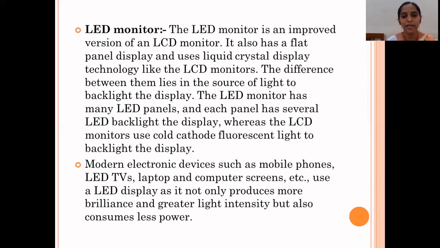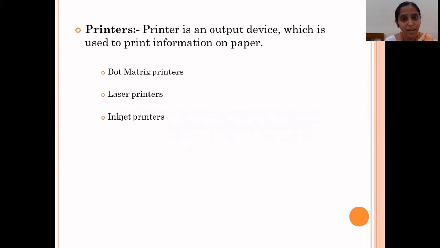Next one is the printer. It's another output device. Using the printer, the user gets the output of the device in a hard format.